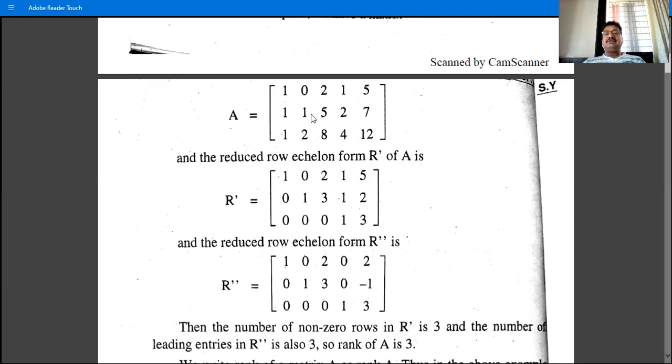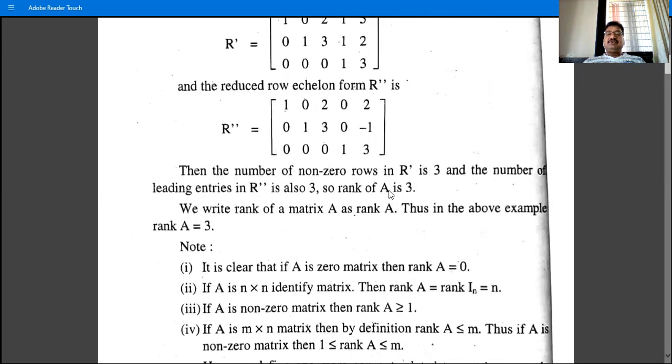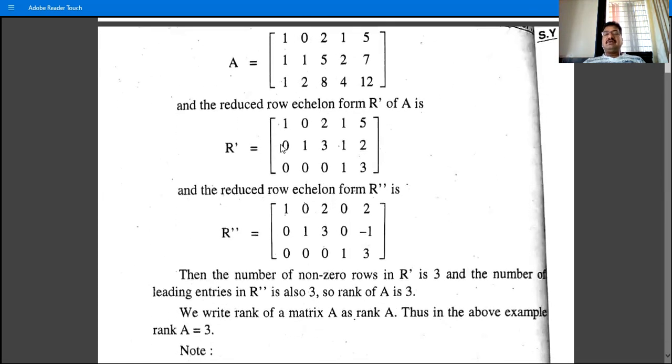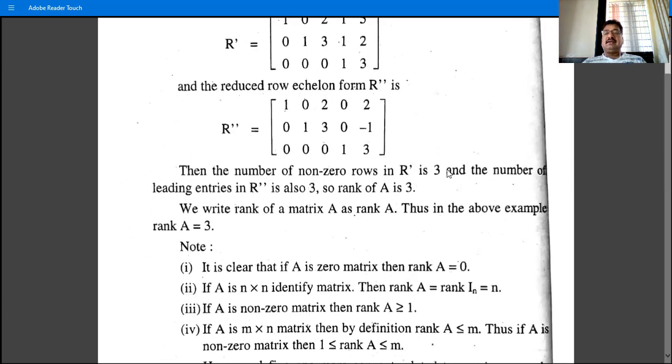So how can we reduce this matrix A to this reduced row echelon form or row echelon form? By using elementary row transformations. That is, first reduce this element to 1, then this 2 element to 0, then this element to 1, then the element below to 0, and this element is 1. So if this element is 0, then convert the next element to 1. So this is the procedure. So the rank of this matrix is 3, because if you observe its row echelon form or reduced row echelon form, the number of non-zero rows is 3.